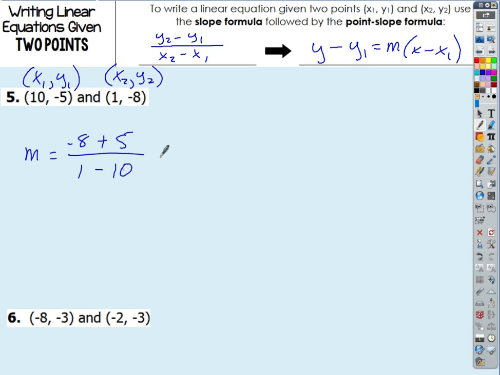Okay, and that's going to give us on the top -8 plus 5 is what? -3. 1 minus 10 is -9, and so negative over negative is positive, right? And 3 over 9 reduces to 1/3. Okay, I want to just prove a point to you.